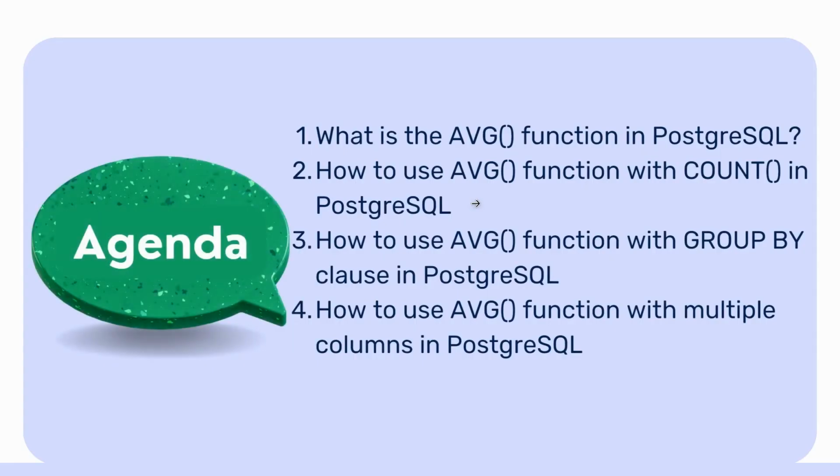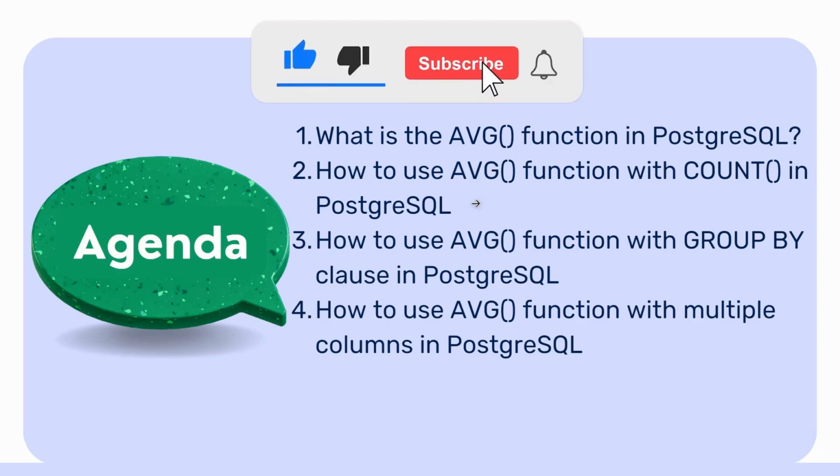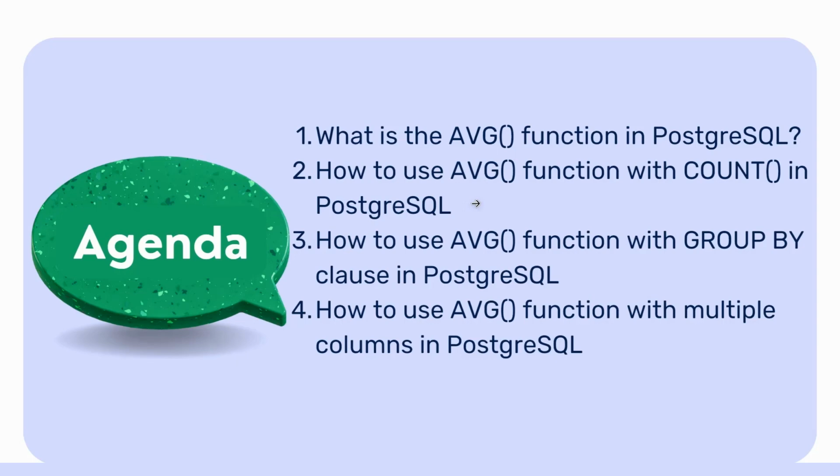After this we are going to learn how to use an average function with another function called the count function. After this we will learn how to use an average function with a group by clause in PostgreSQL. Then at the end of this video tutorial we will learn how to find the average value of multiple columns using an average function in PostgreSQL.